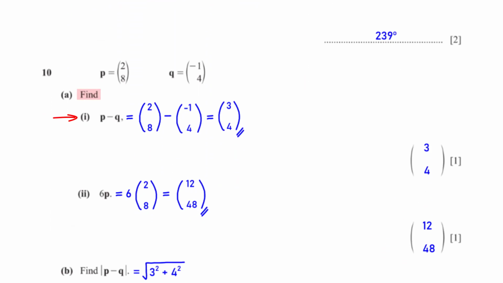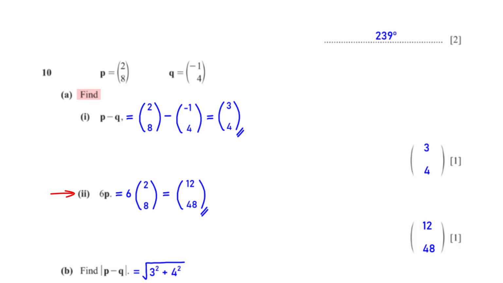Find P minus Q. We've been given the vector P to be (2, 8) and vector Q to be (-1, 4). So to get the resulting vector, we subtract corresponding elements in the two vectors. So 2 minus -1 is 3 and 8 minus 4 is 4. So we have (3, 4).